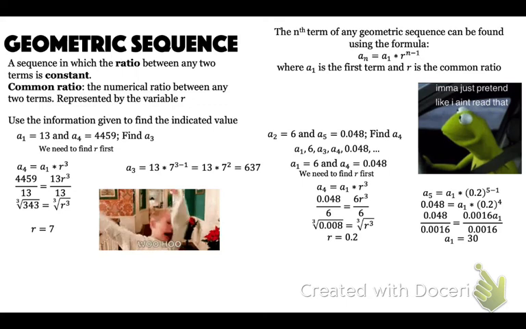That's still not what I'm trying to find. I'm trying to find a sub 4. Now I have r and a sub 1, which are both things I need to use my formula. So now I can find a sub 4. I have 30 times 0.2 to the 3rd power, which is 0.24.